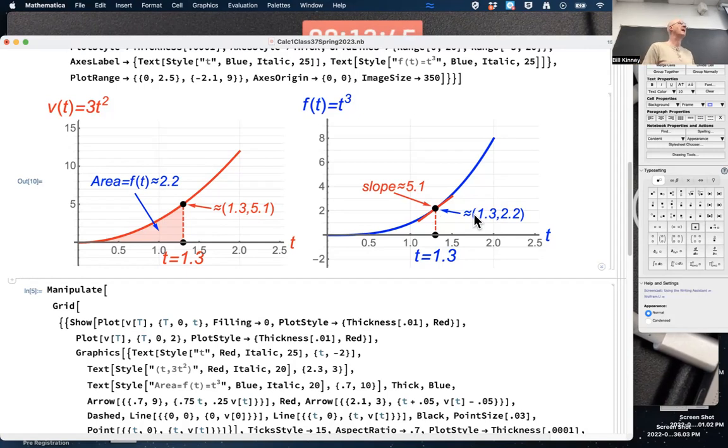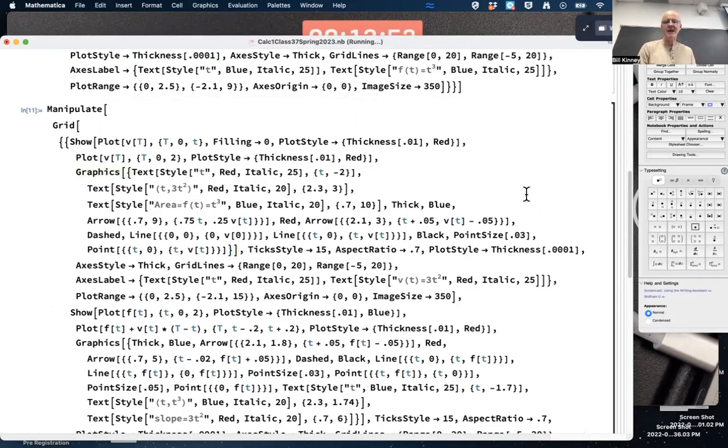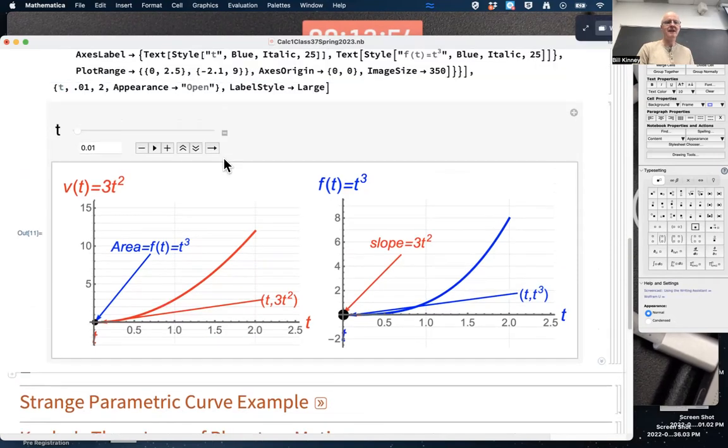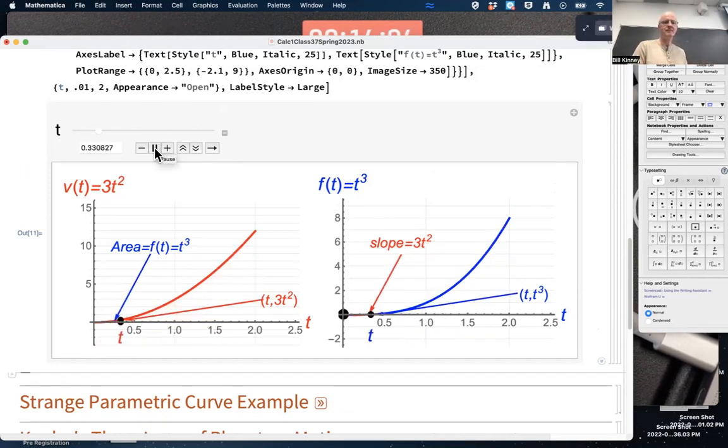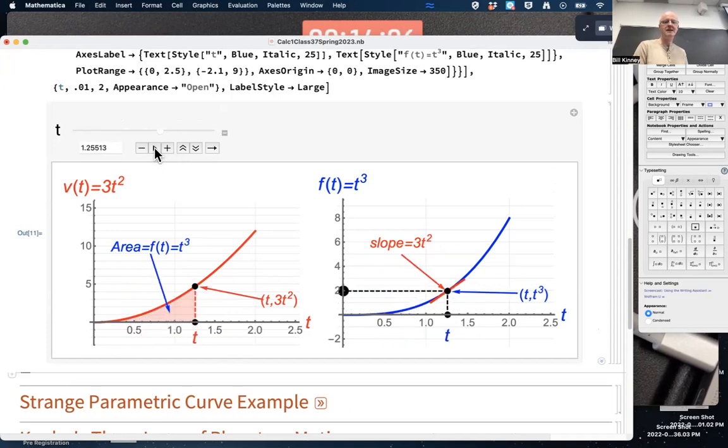But there's nothing special about 1.3. I could have done this for any time. And this animation illustrates that. As I let time vary, the relationship always holds no matter what. No matter what time I happen to be at, if you know the position graph, the slope of the tangent line at any moment in time gives you the value of the speed or velocity. Its slope is 3t squared, the derivative of t cubed.